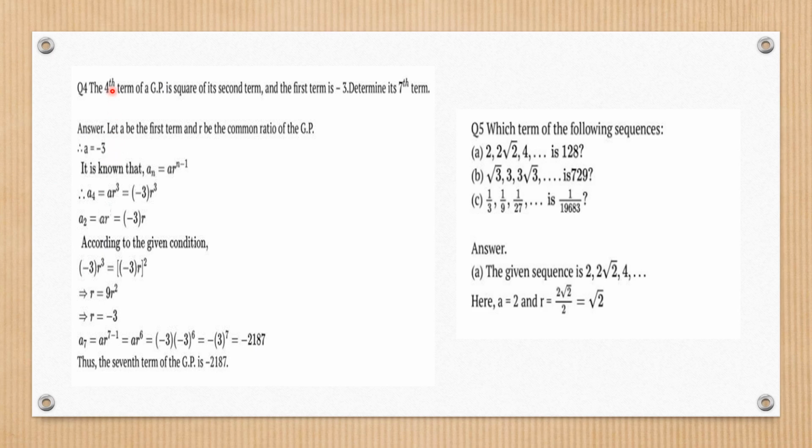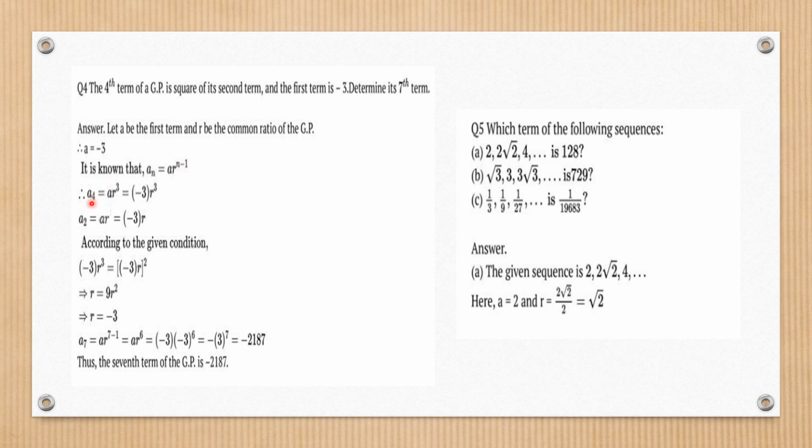Question number 4 says the fourth term of a GP is the square of its second term and the first term is minus 3. Determine its seventh term. Okay, so let a be the first term, r the common ratio, a is minus 3. Now we know the formula for an is ar raised to power n minus 1. Please be careful, ar raised to power n minus 1.